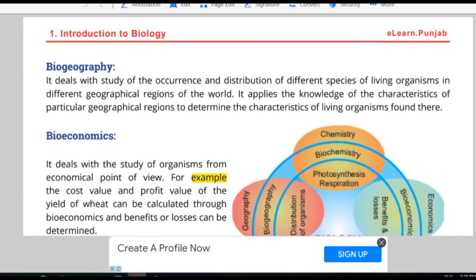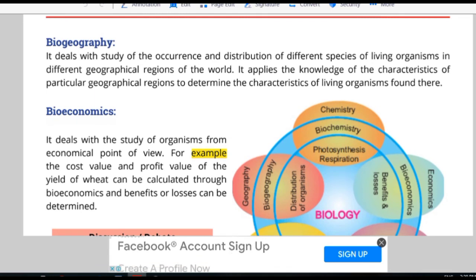Then we have biogeography. It deals with the study of the occurrence and the distribution of the different species of the living organisms in the different geographical regions of the world, and it applies the knowledge of the characteristics of the particular geographical region to determine the characteristics of the living organisms found there.